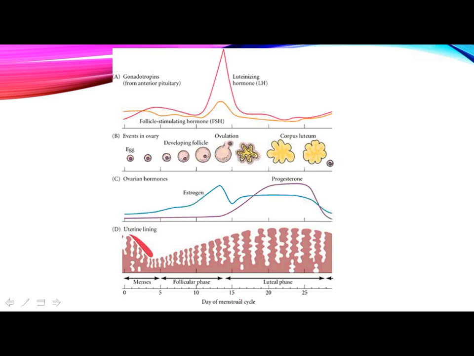Again, there's a lot going on here. It's kind of hard to wrap your head around. It's like, wow, what's going on in the ovary? What's going on in the uterus? What kind of gonadotropin releasing hormones are we talking about? What kind of hormones are being produced by the follicle or the corpus luteum? There's lots going on and they're all linked.